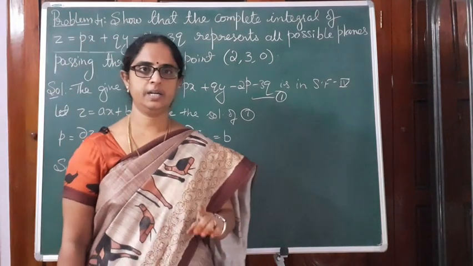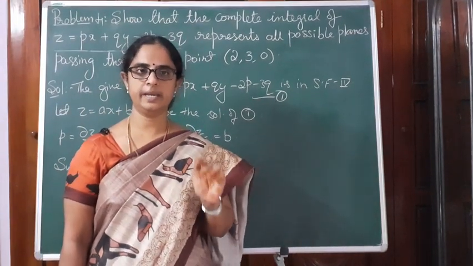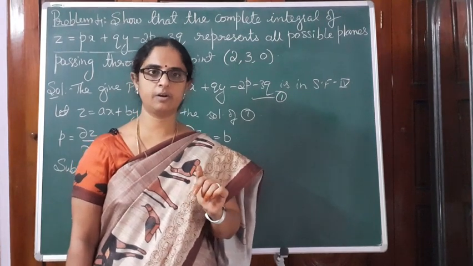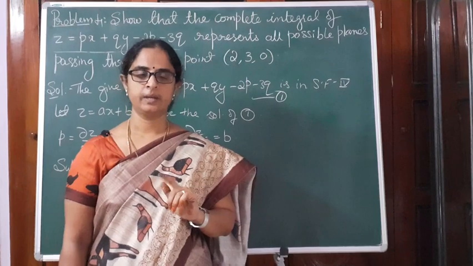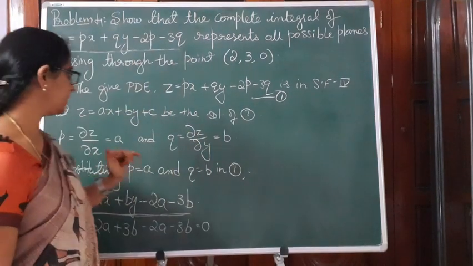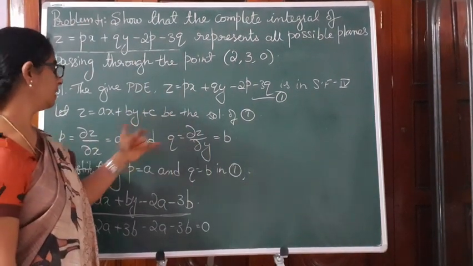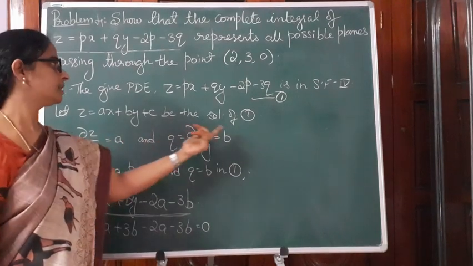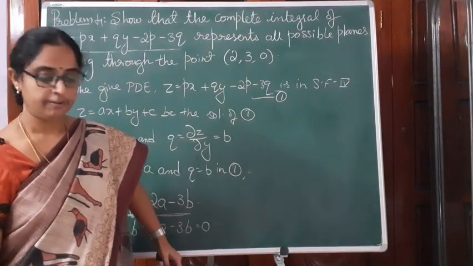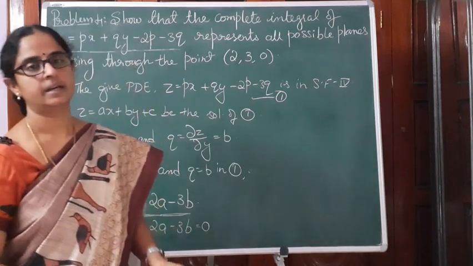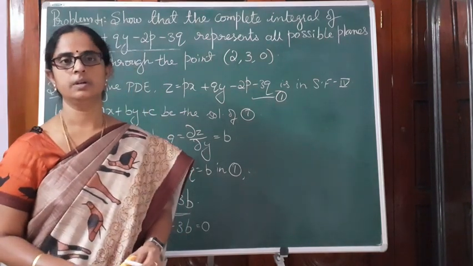So when an equation is of the form z is equal to px plus qy plus f of p comma q, it is said to be in standard form 4 or Clairaut's form. For that we assume the solution to be z is equal to ax plus by plus c. Then we get p is equal to a and q is equal to b. Substituting in 1, we obtain the general solution. Now if the equation is not directly in Clairaut's form, sometimes we can reduce it to Clairaut's form.